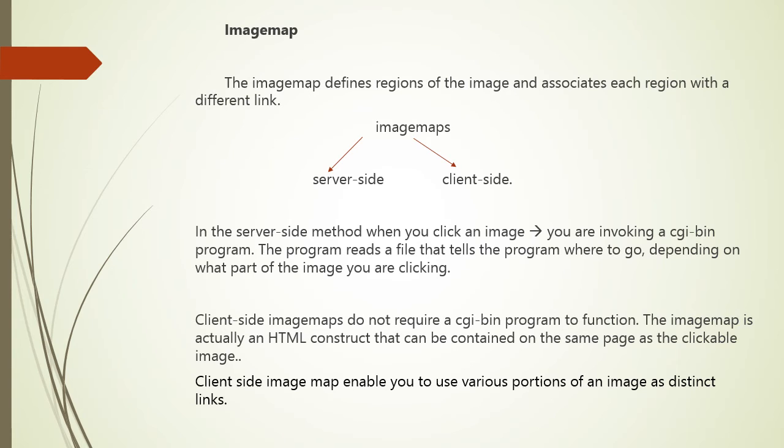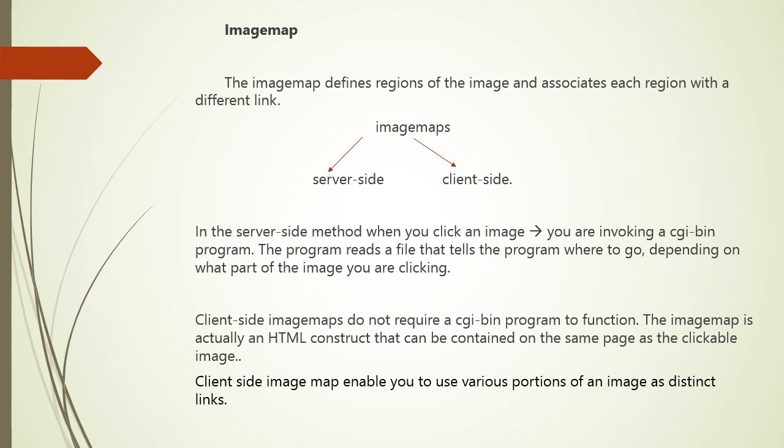Now consider what an image map is. For an image on the web to contain a link to more than one destination, it must have an image map. So the image map defines regions of the image and associates each region with a different link. Two kinds of image maps exist. The first one is server side and the second is client side.